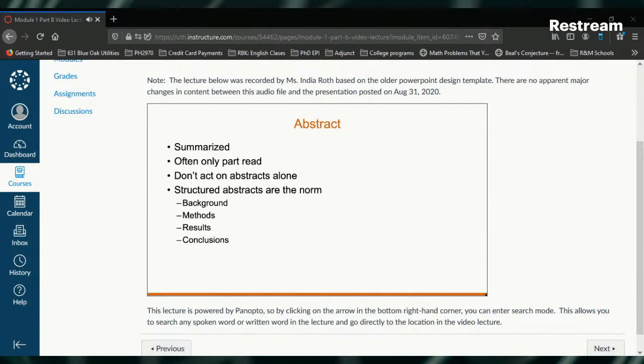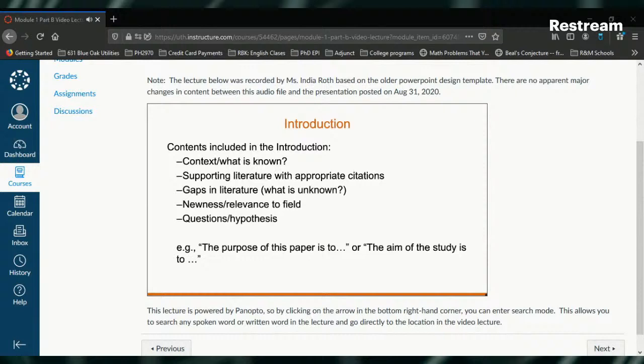The introduction gives context to the research, why this research or study is important, and what other investigation has been conducted to explore this issue, as well as a statement of the hypotheses that the researchers are investigating. The contents included in this introduction are context, what is known, supporting literature with appropriate citations, the gaps in the literature, what is unknown, the newness and relevance to the field, and questions and hypotheses.